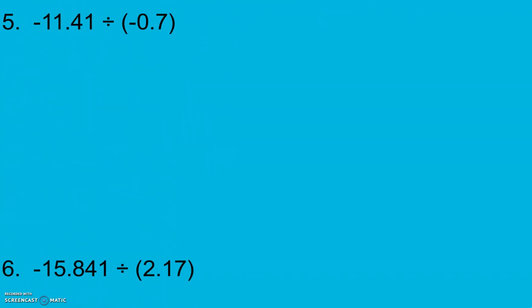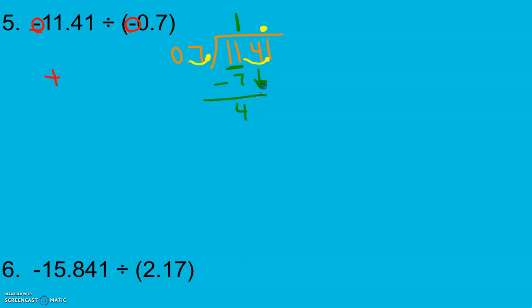For 5 here, I have 2 negatives, so my answer is going to be a positive. I take 11.41, divide it by 0.7. I move my decimal place 1, so I have a whole number 7, and then I have to move it over, so it's a 114.1. Bring your decimal up. 7 goes into 11 once, so I put it above my second 1 there. 7, we subtract, remainder 4, drop down a 4.